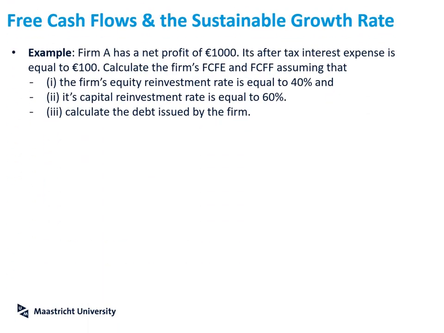Now let's look at a final example where we have firm A, and firm A has a net profit of 1,000, an after-tax interest expense of 100, and we want to calculate the free cash flow to equity and the free cash flow to the firm under the following assumptions, being an equity reinvestment rate of 40%, a capital reinvestment rate of 60%. And based on this information then, we also have to calculate the debt that's issued by the firm. Now let's start with the first question.